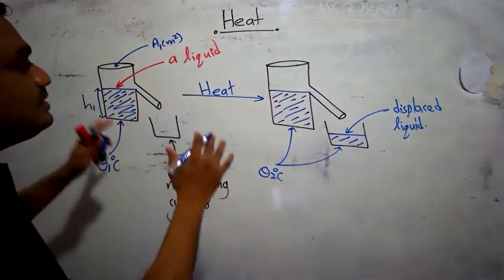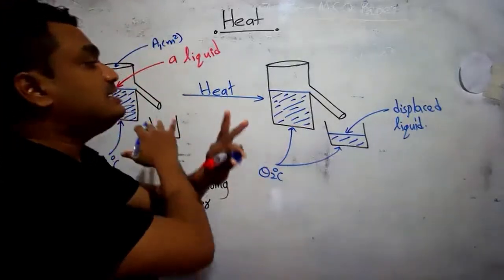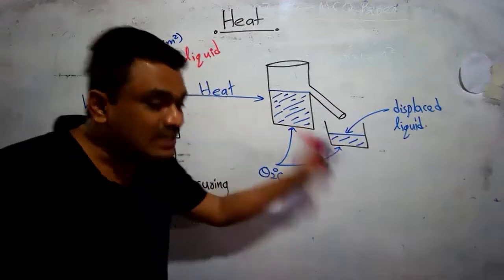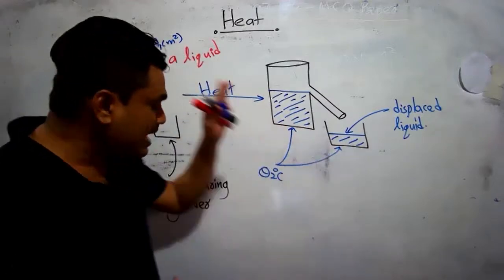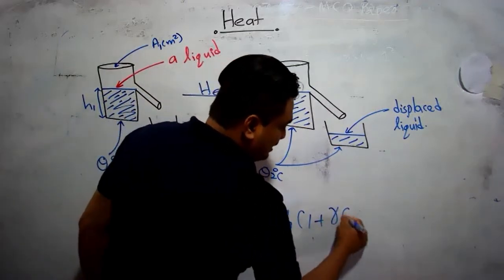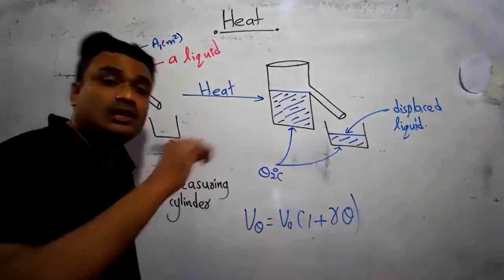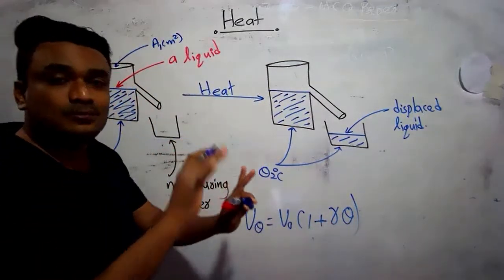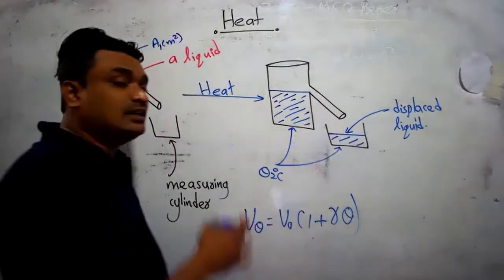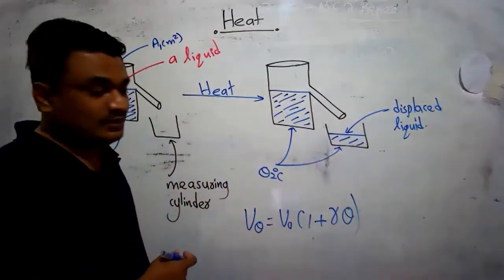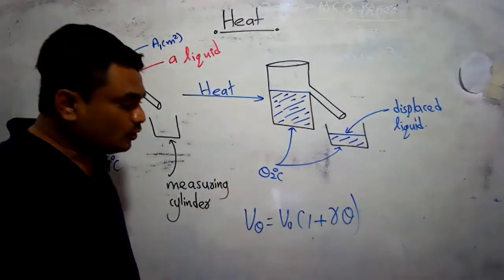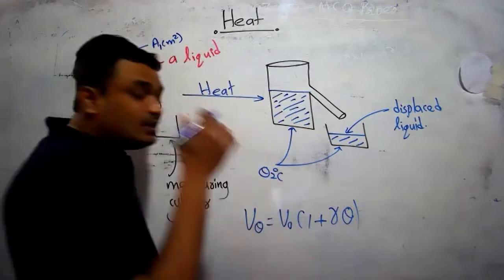So if we consider that the vessel is not expanded, only the liquid is expanded, and we apply the equation V theta equals V naught into 1 plus gamma theta only to the liquid. What are the assumptions? We assume that the vessel is not expanded, only the liquid is expanded. Then we apply this equation only to the liquid.